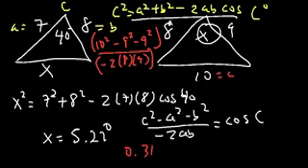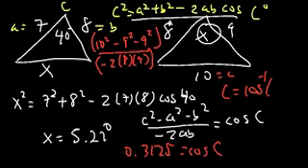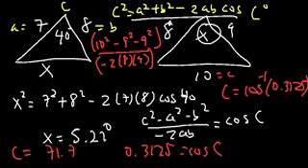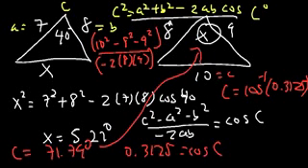So you should get 0.3125 is equal to cosine of c. And then to solve for c, type in the inverse cosine of 0.3125. And then angle c, which is x, is 71.79. That's the angle here. For inverse cosine, you don't need to do 180 minus that. You only get one answer.